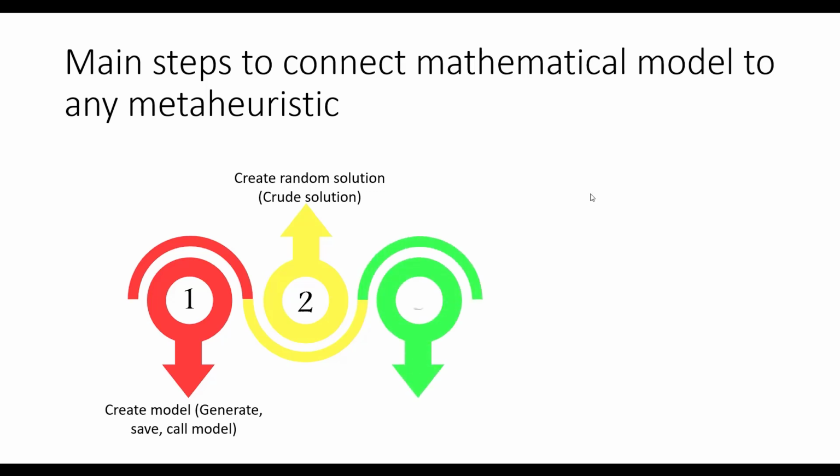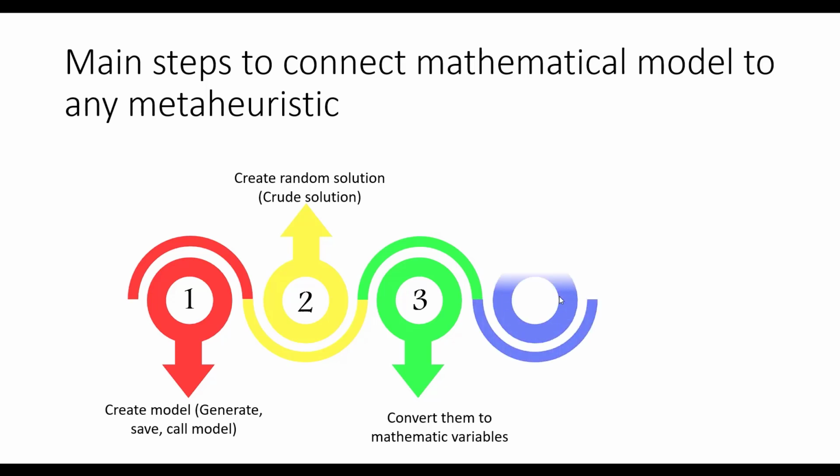In the third step of this procedure, we have to convert this random solution to the mathematical variables. Actually, we have some variables, and they could be integer or continuous or even binary variables. It is related to our objective function and our optimization problem. So we have to convert them to the mathematical variables.